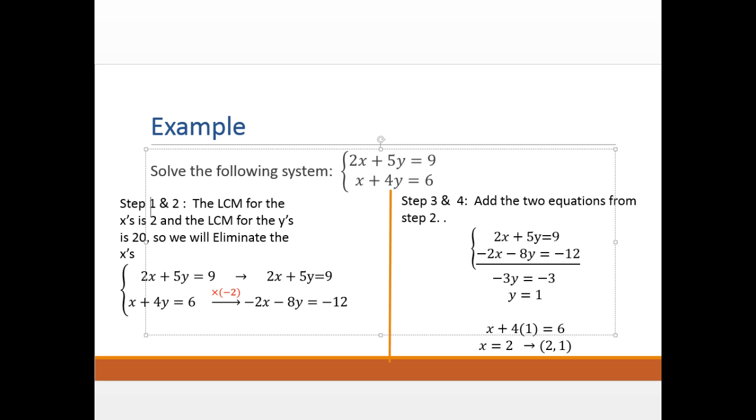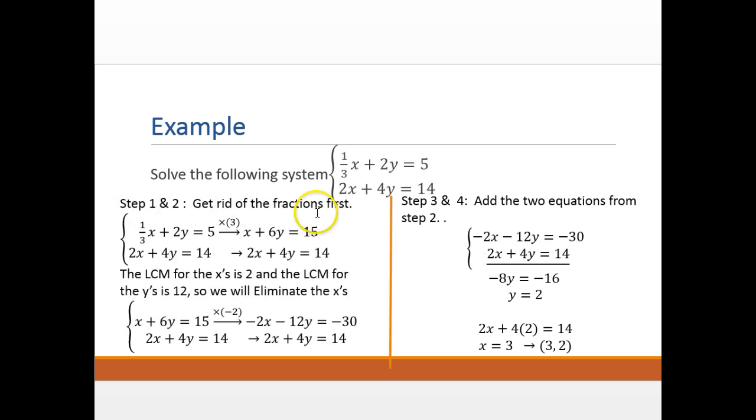Now, why would you use elimination method? I think the elimination method is actually much easier to use when you're dealing with fractions, because we get rid of fractions quickly. Here, I have a fraction in my first equation, so I'm going to multiply the top equation by 3, which is what we did here. Multiply the top equation by 3. 3 times 1/3 x is just x. 3 times 2y is 6y. 3 times 5 is 15. Now, my bottom equation stays the same. I have x plus 6y equals 15. 2x plus 4y equals 14. Least common multiple between the x's is 2.